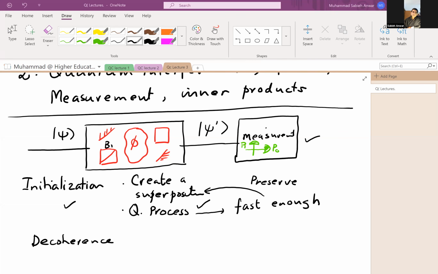We do have to know what basis we're talking about, because the measurement is also performed in a particular basis, so everything has to be consistent, it has to gel together. Yes, bases are really important.